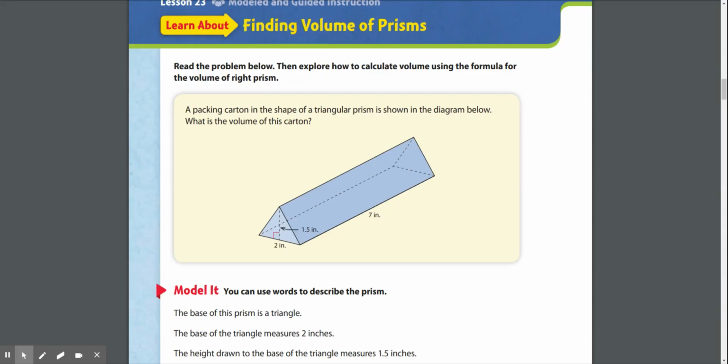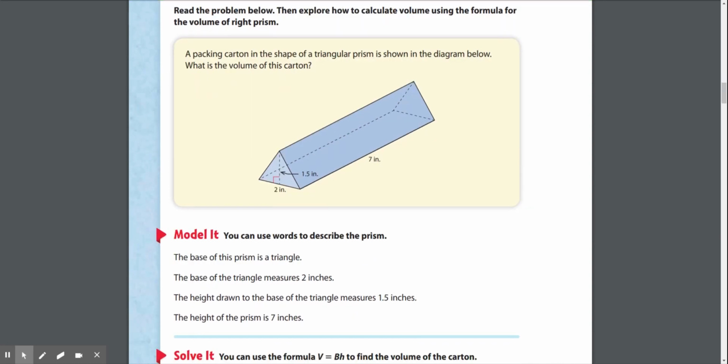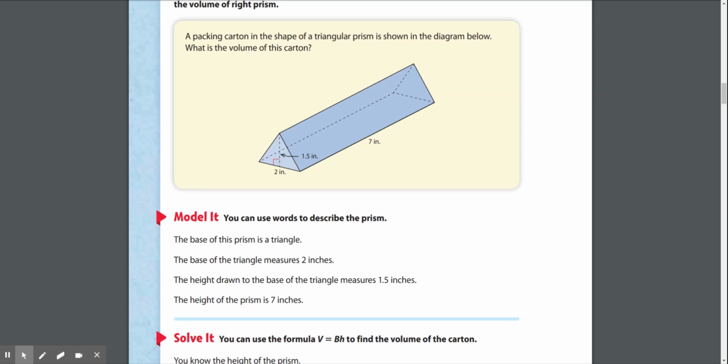Okay, so we're going to continue on with finding the volume of solid objects, in this case, the volume of prisms. So we're given this problem where we need to explore how to calculate the volume using the formula for the volume of the right prism. A packing carton in the shape of a triangular prism is shown in the diagram below.